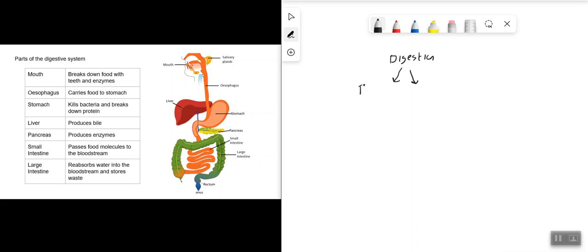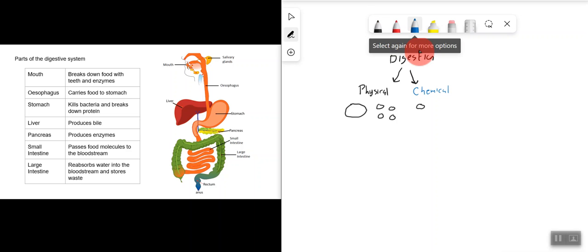You have physical digestion, which is where your teeth, for example, physically break down a piece of food into smaller parts. And then we have what's known as chemical digestion. Chemical digestion takes these smaller parts and breaks them down into individual components, for example, individual molecules.